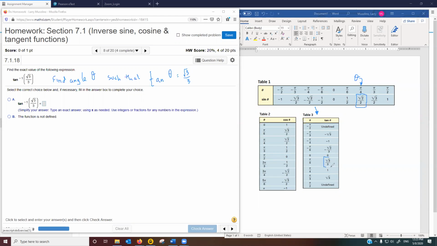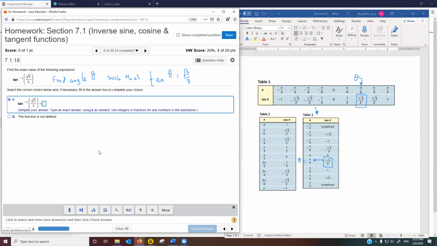Well, I want to know, where is the tangent equals square root of 3 over 3? Well, noticing it's right here on this table. What angle does that correspond to? Well, you can see the angle theta is pi over 6 in this example. So my answer to this question is going to be pi over 6. Again, I'll enter a fraction, put pi on top, and 6 on the bottom.